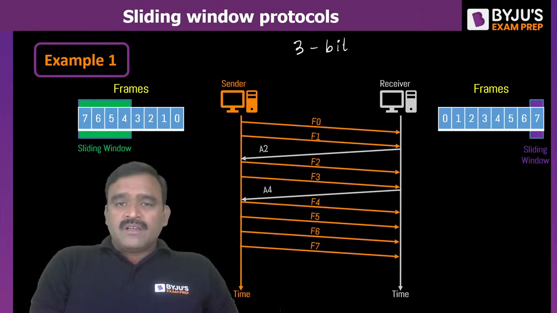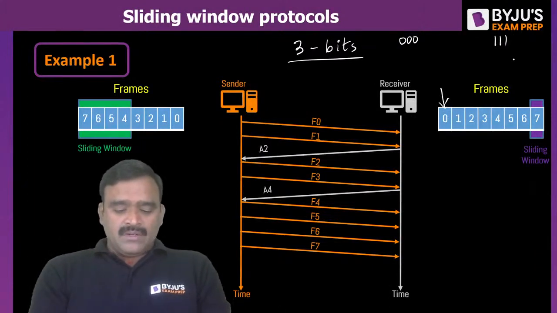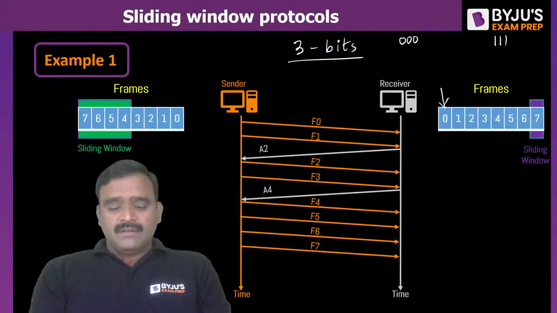3 bits means up to a maximum of 7, because the minimum value 0, 0, 0 is equivalent to 0, and the maximum value 1, 1, 1 is equivalent to 7. After that, it will come back to 0 again. Exactly 4 to 7 it can send. Yes Malik, you are right.